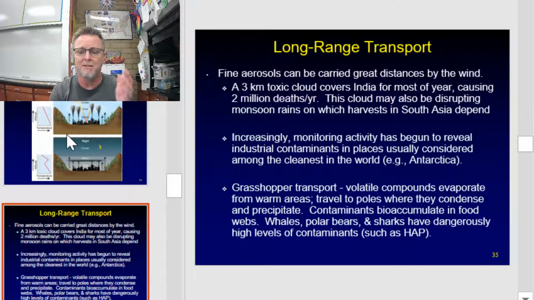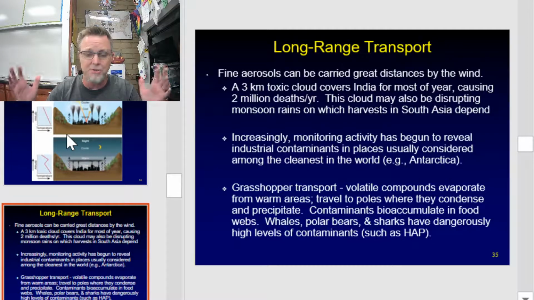A 3-kilometer toxic cloud covers India for most of the year. It covers the entire country of India, and it causes 2 million deaths per year. The cloud may also be disrupting monsoon rains, on which harvests in Southeast Asia depend. The particulate matter can have a massive impact on life, and it can move huge distances.